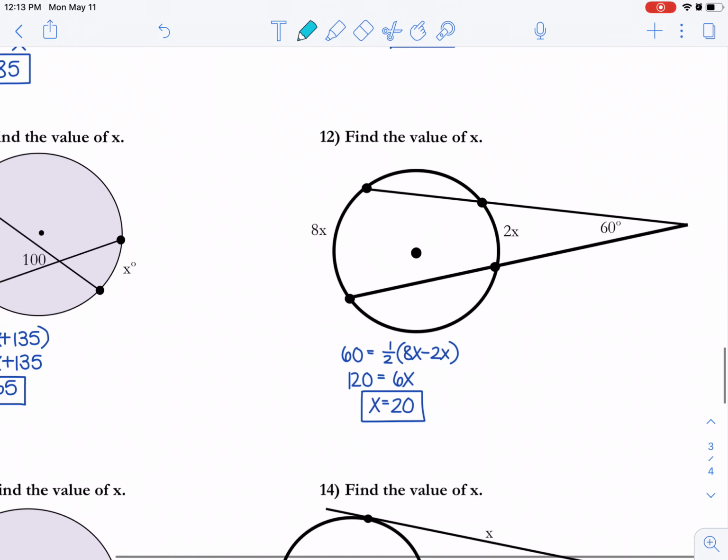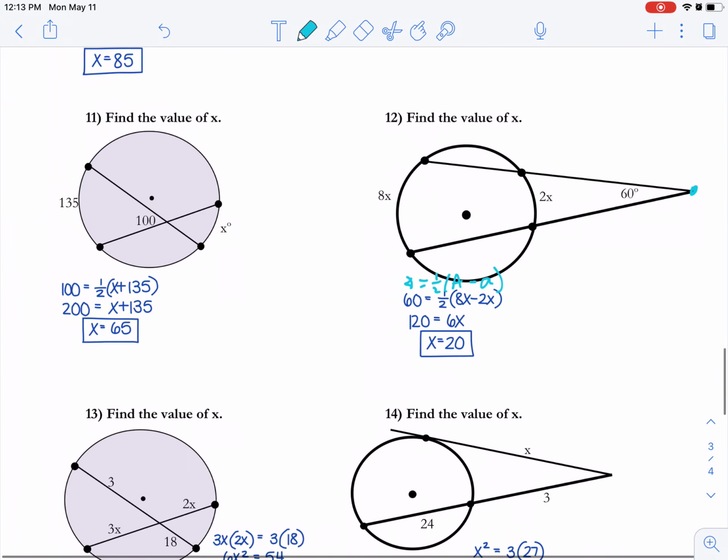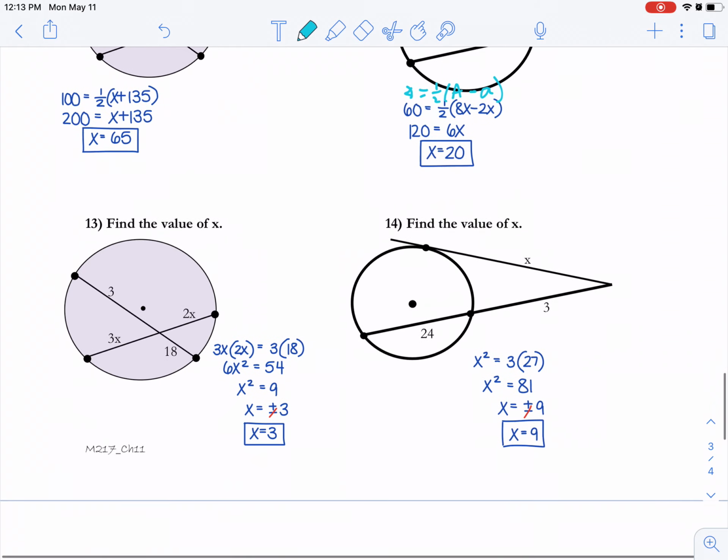Number 12, another angle whose vertex is outside. So again, angle equals 1/2 the big arc minus the little arc, and solve that way. 11 and 13 we did on the last video.